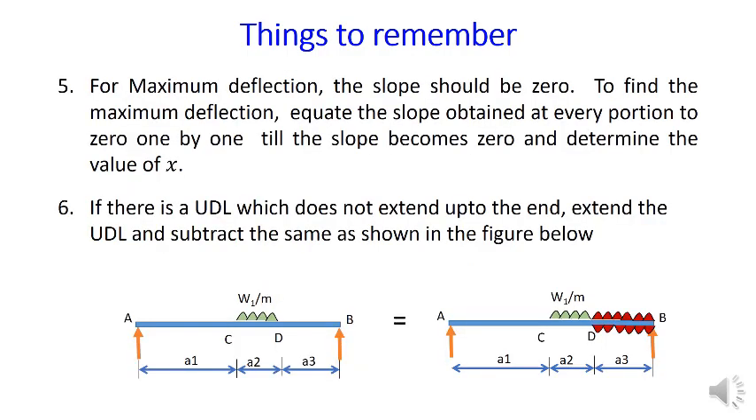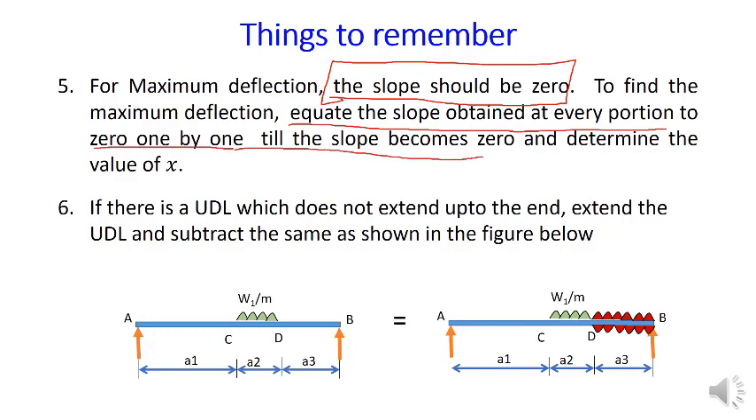And also for finding the maximum deflection, the maximum deflection is obtained when the slope is 0. This is very important. To find the maximum deflection, equate the slope at every portion to 0 one by one till the slope becomes 0 and determine the value of x. And last point, this is a very important point.